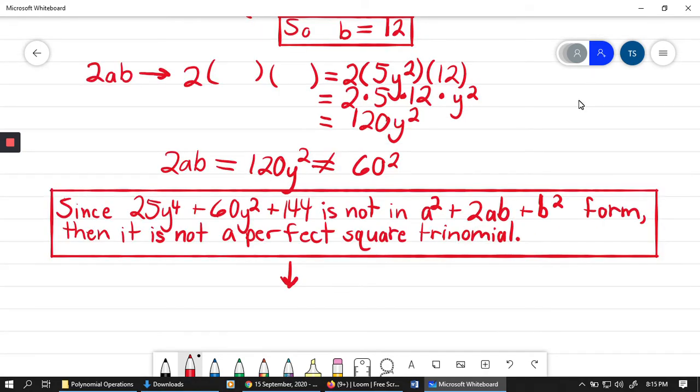Since that original polynomial, 25y to the fourth plus 60y squared plus 144, is not in the perfect square trinomial form, a squared plus 2ab plus b squared, then it is not a perfect square trinomial, and we cannot use the formula for perfect square trinomials. We can't factor it as a perfect square trinomial.